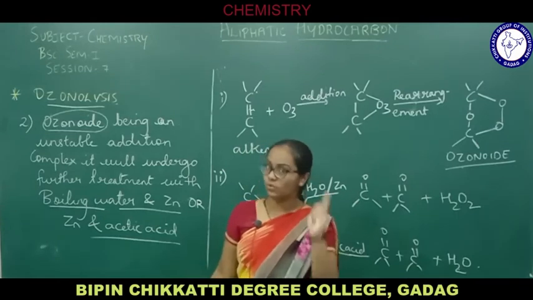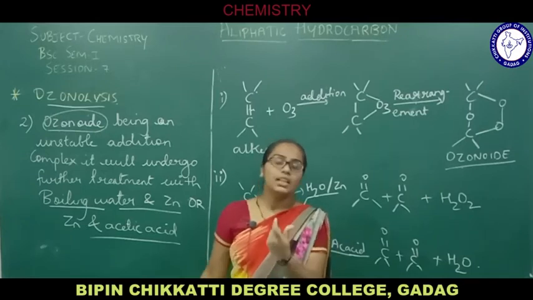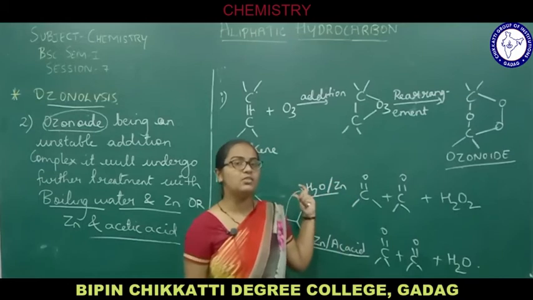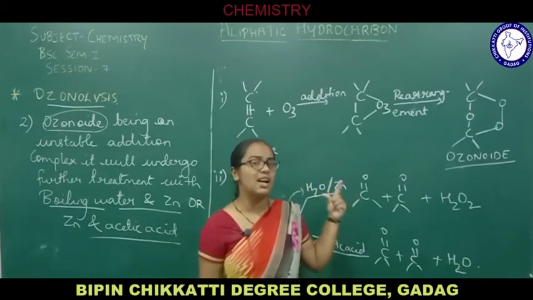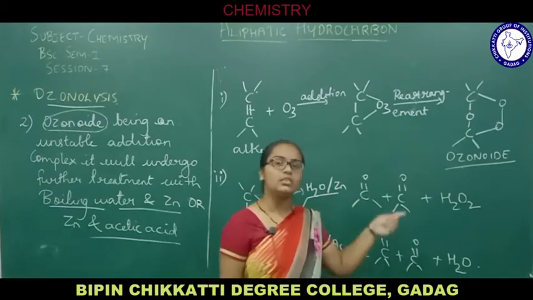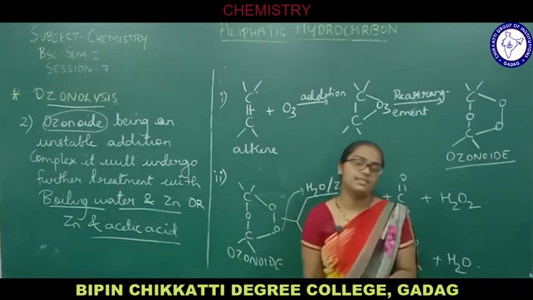The lysis of the ozone molecule takes place. After that, the O3 molecule combines with the olefin by addition to form an unstable complex called ozonoid. And that ozonoid will undergo further reaction. Okay, so that was all about ozonolysis.